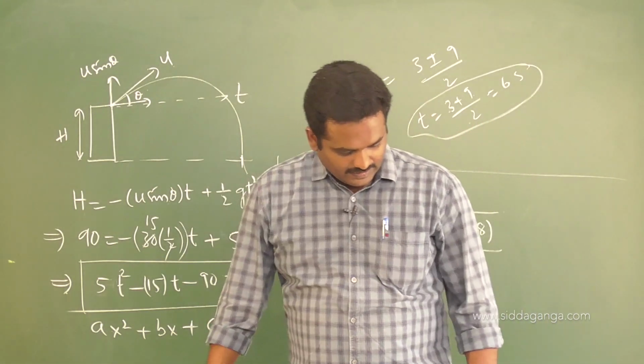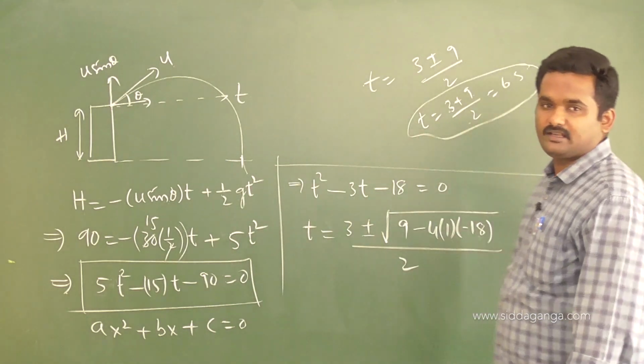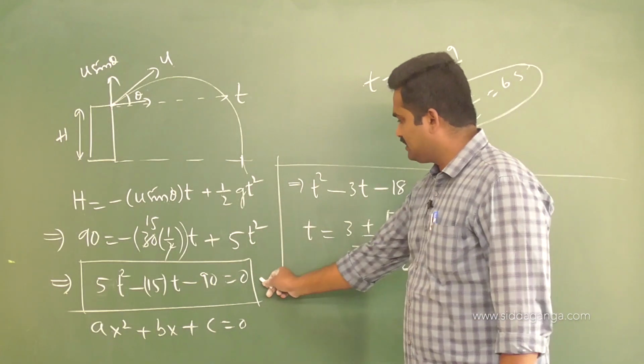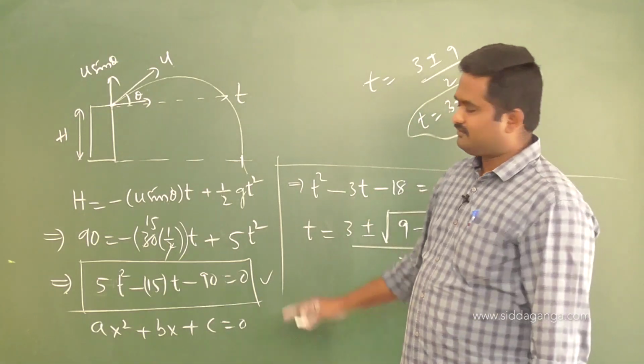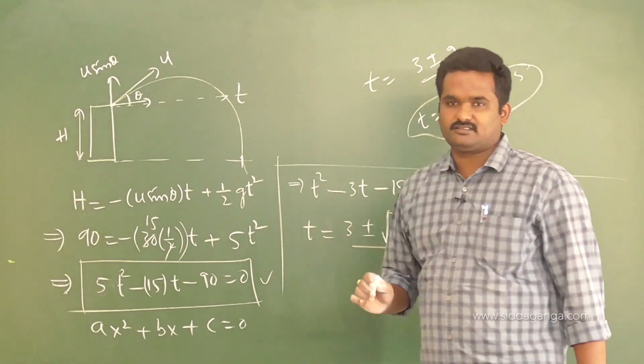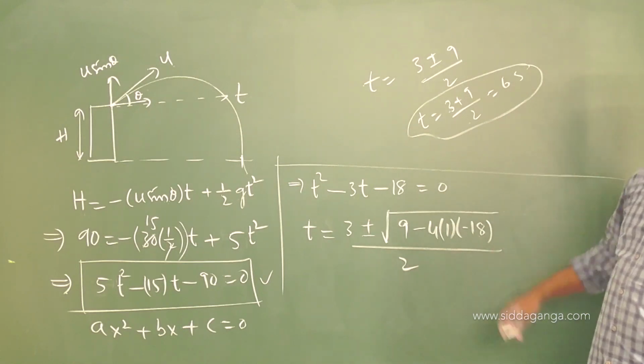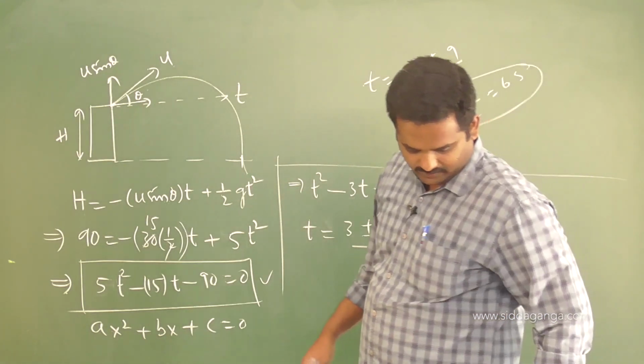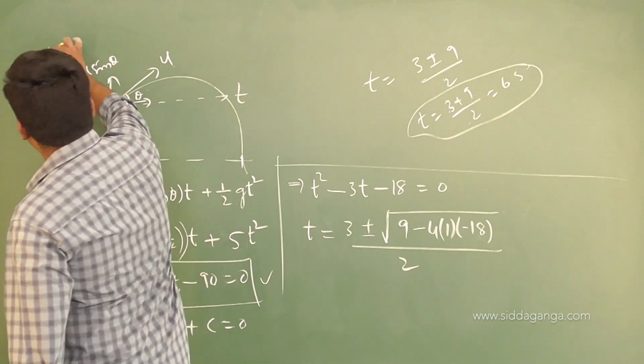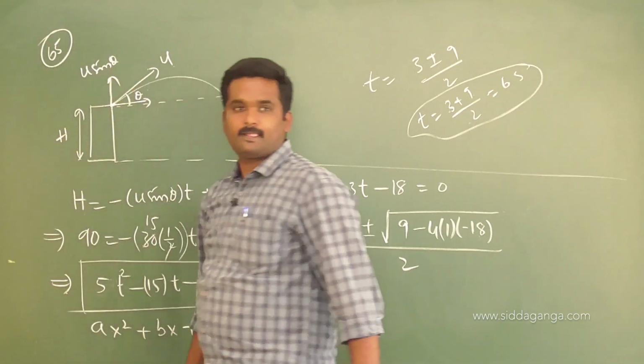The entire thing is mathematical calculation. Just writing up to here itself is where your physics is involved, and from here on it is just mathematical calculation. That's the answer over there. How much? 6 seconds. This is for problem number 65. 65th problem it is, remember.